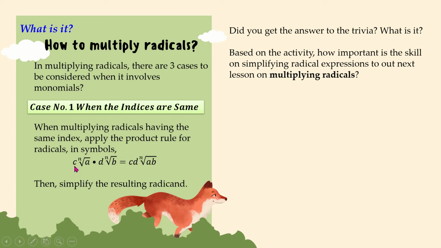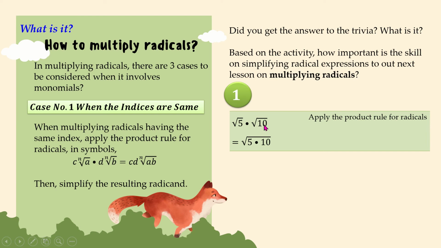So we multiply the coefficients outside. C times D is CD. Then same index N, copy N. Then the nth root of A times B, AB. So the product there is CD, nth root of AB. Then simplify the resulting radicand. So we'll follow this concept in our example, number 1.